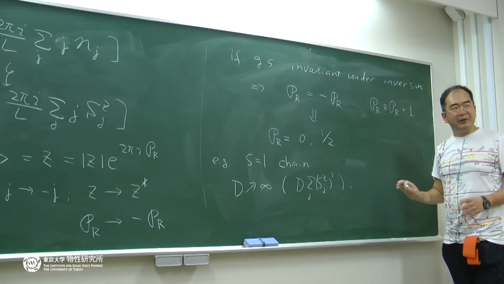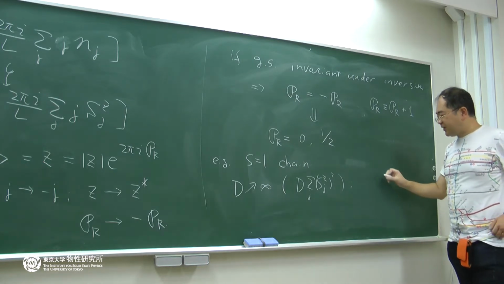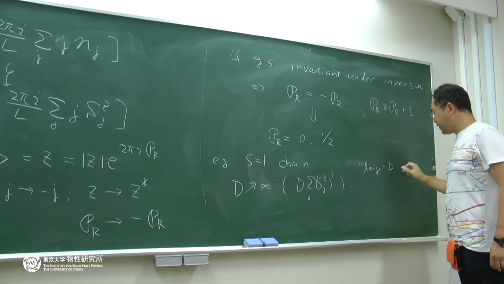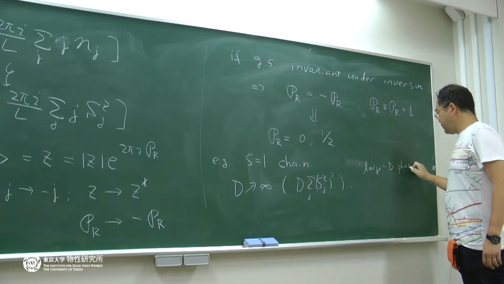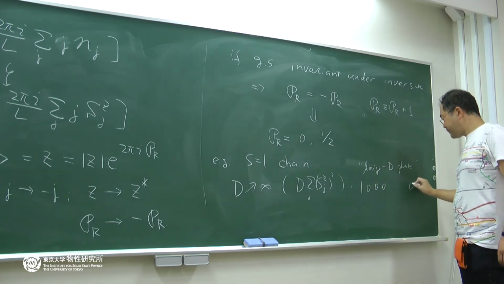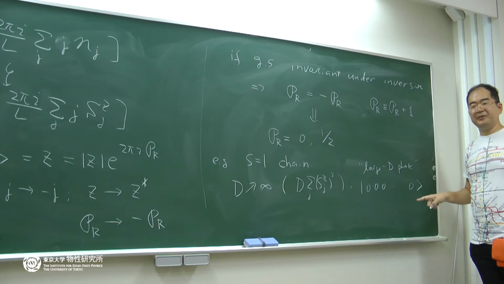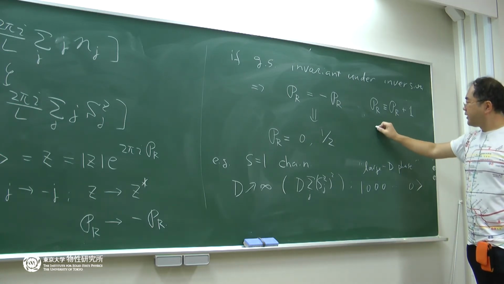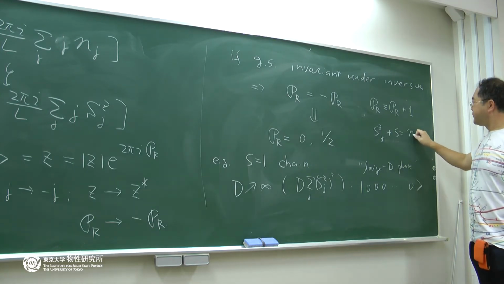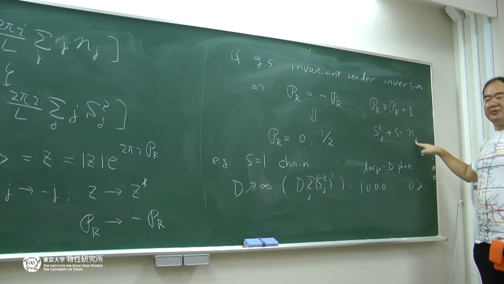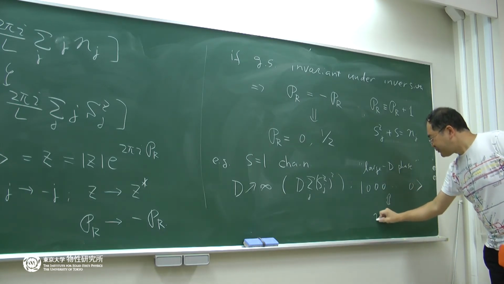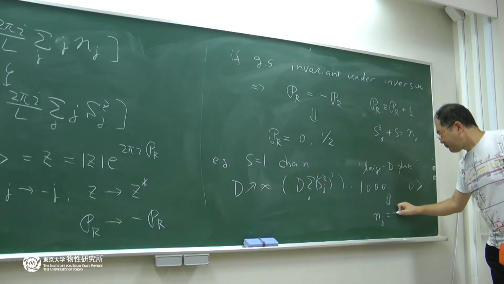Then we obtain the so-called large D state, or large D phase, which is given by every site being occupied by SZ equals 0. But because SZ is related to particle number in this way, this SZ equals 0 means everywhere we have one particle.